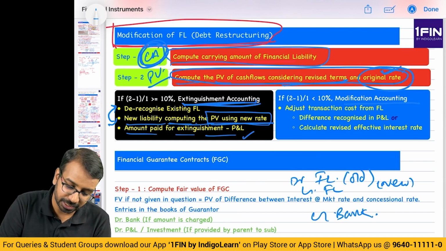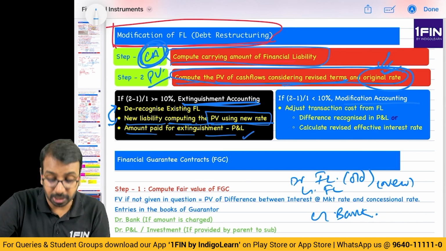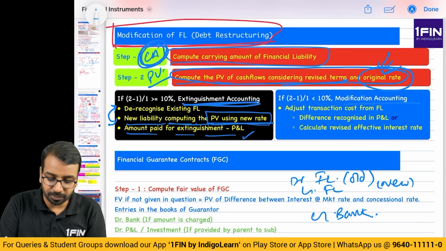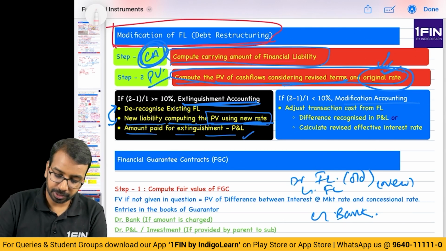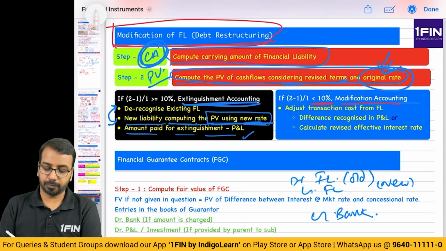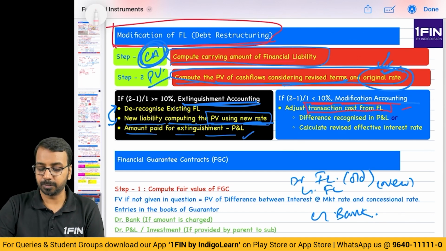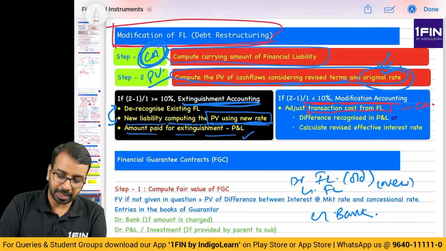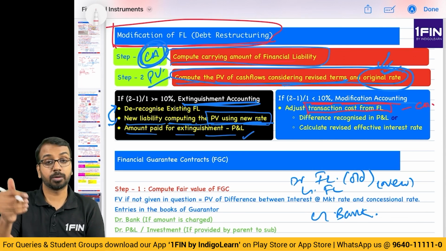That is extinguishment accounting. Please remember, for comparison, we will take the original rate. For accounting subsequently, we will take the new rate. That is the first thing. Now, coming to the second part, when the difference is less than 10%, the first thing you will do is, whatever is the transaction cost, you will reduce it from the financial liability. This becomes your carrying amount. Then you calculate the present value of the cash flows of the revised terms using the original rate.